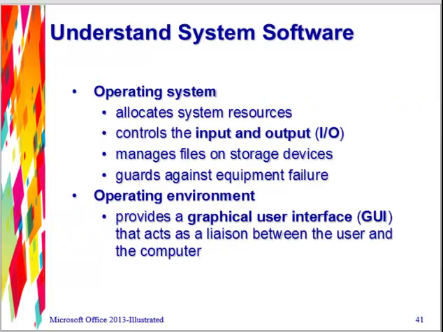So operating systems allocate system resources. They control the input and output of the computers, the communication that actually goes between the user and the computer. It manages files, it manages computer hardware to make sure it keeps running, and the vision that you see on your monitor when you're looking at your computer is called the graphical user interface, and it's the liaison between the user and the computer. It's basically your graphical image of what you're doing with your computer.